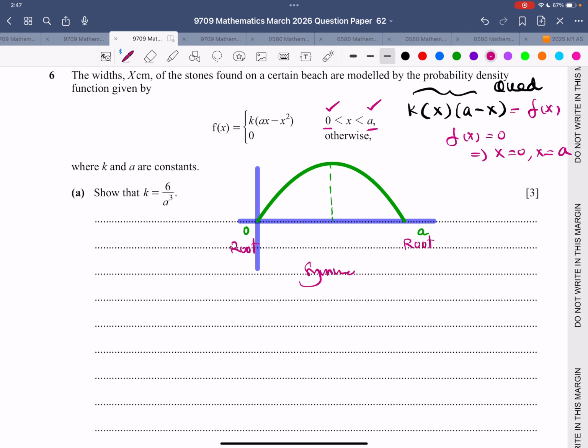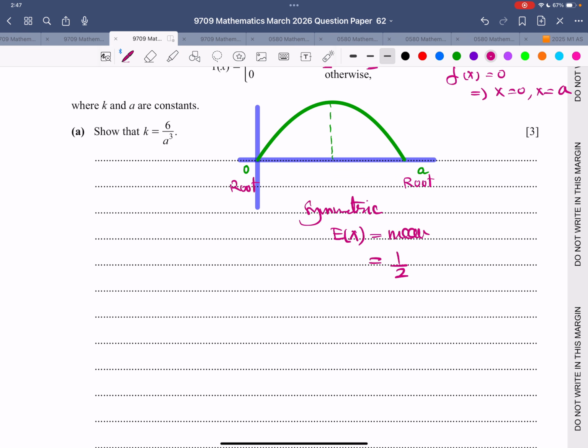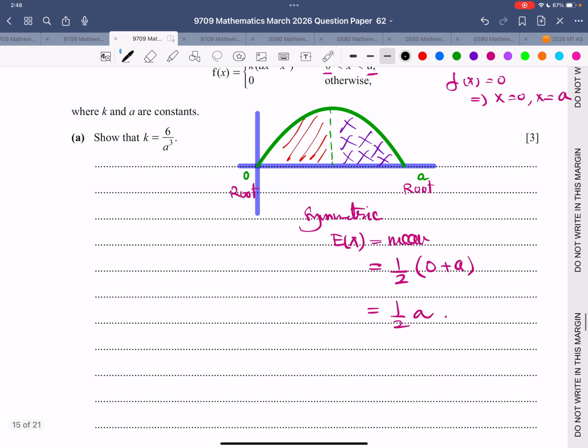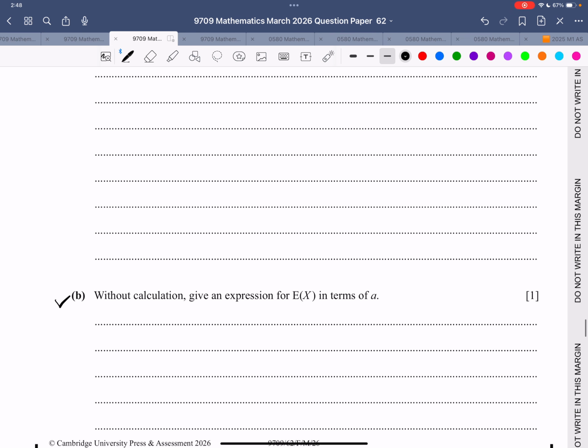Since this is a symmetric distribution, the expectation of x is the same as the mean, that lies halfway between the roots. So 0 plus a, that is half of a. That is one way of doing it. And we know that 50% probability lies to the left, 50% probability lies to the right. So that is the knowledge over here, and this is halfway. Got the idea? So I gave the answer for this one.